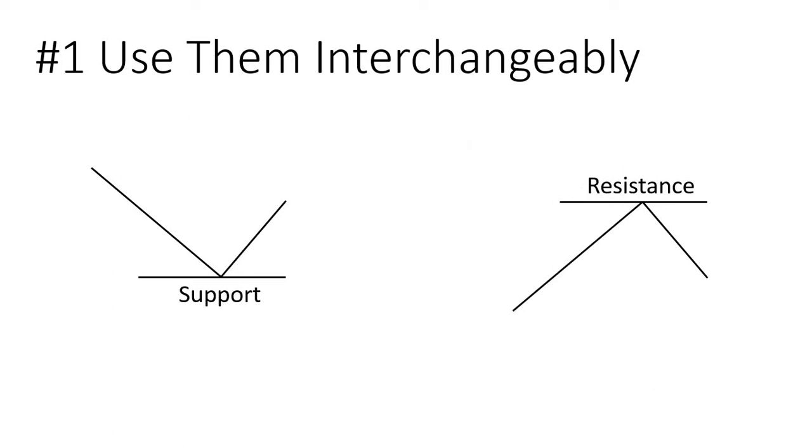So, tip number 1 is to use them interchangeably. As you probably already know, support is an area on the chart where price has come down to and then bounced off. Resistance, on the other hand, is an area where price has risen to and then bounced off. Now, what most beginner traders don't know is that support and resistance is interchangeable, meaning that support can become resistance and vice versa. Let's see how this works.